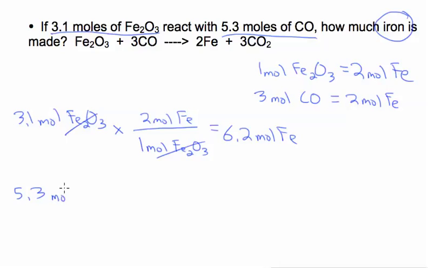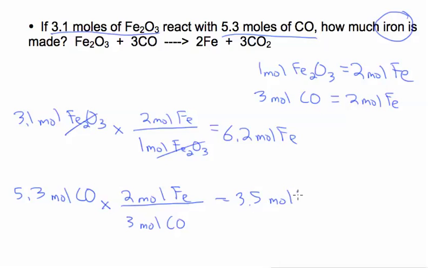So our 5.3 moles of carbon monoxide, our mole ratio tells us to put 3 moles on the bottom and 2 moles on the top. So we do 5.3 times 2 divided by 3, and we get 3.5 moles of iron. So how much do we actually make?